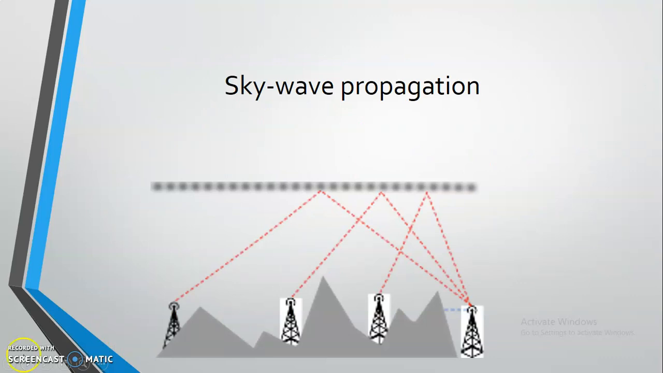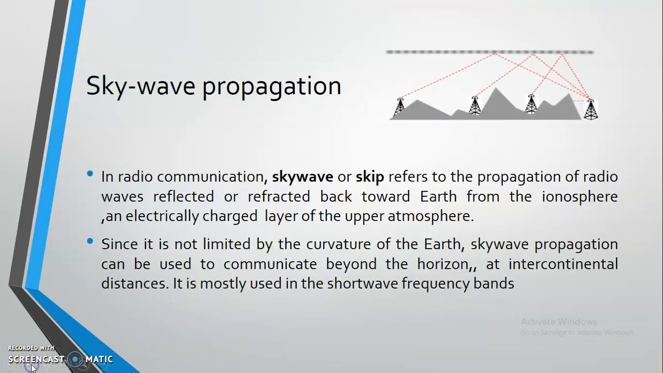The next type of propagation is the skywave propagation, that is, you send the signals, it reaches the ionosphere and comes back. This type of propagation is called skywave propagation. In radio communication, skywave or skip refers to the propagation of radio waves reflected or refracted back towards Earth from the ionosphere, an electrically charged layer of the upper atmosphere. Since it is not limited by the curvature of Earth, the skywave propagation can be used to communicate beyond the horizon at intercontinental distances. It is mostly used in shortwave frequency bands.